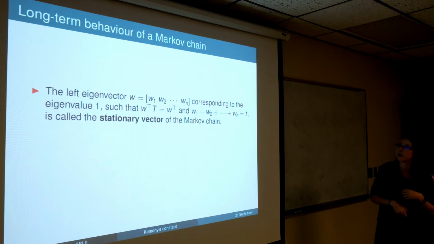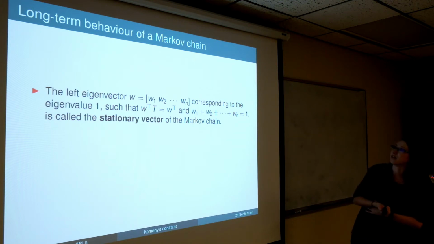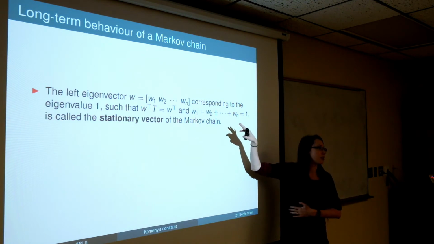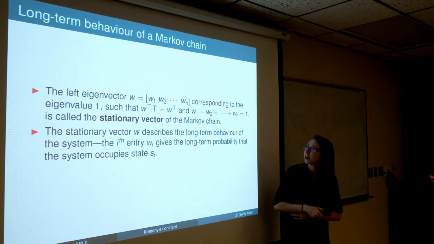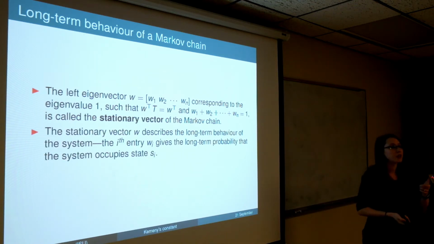So for example, if I wanted to know about the long-term behavior of my Markov chain, I get this from the left eigenvector w corresponding to the eigenvalue 1, where I've normalized so that the entries sum to 1. So now the entries represent probabilities. And this represents the long-term behavior in that the ith entry of my stationary vector gives me the long-term probability that I'm in state i.